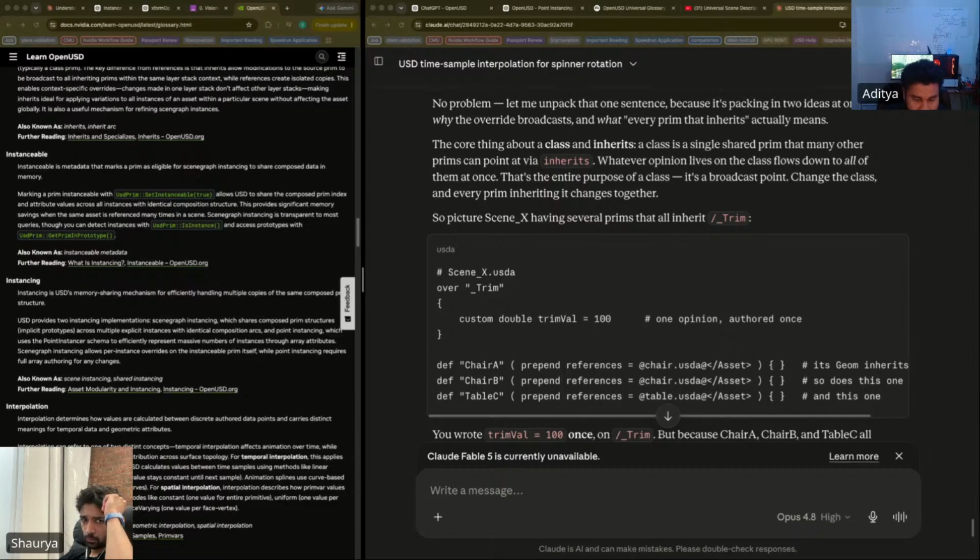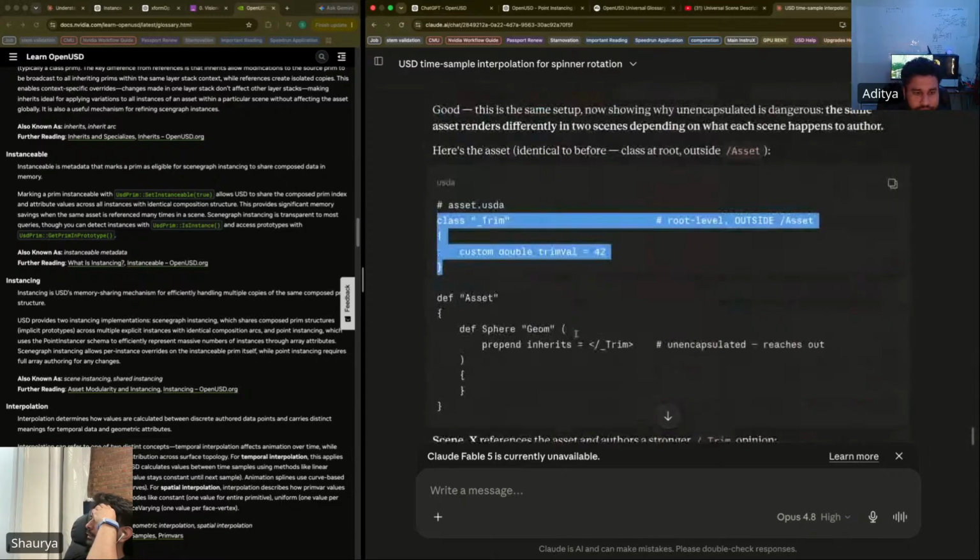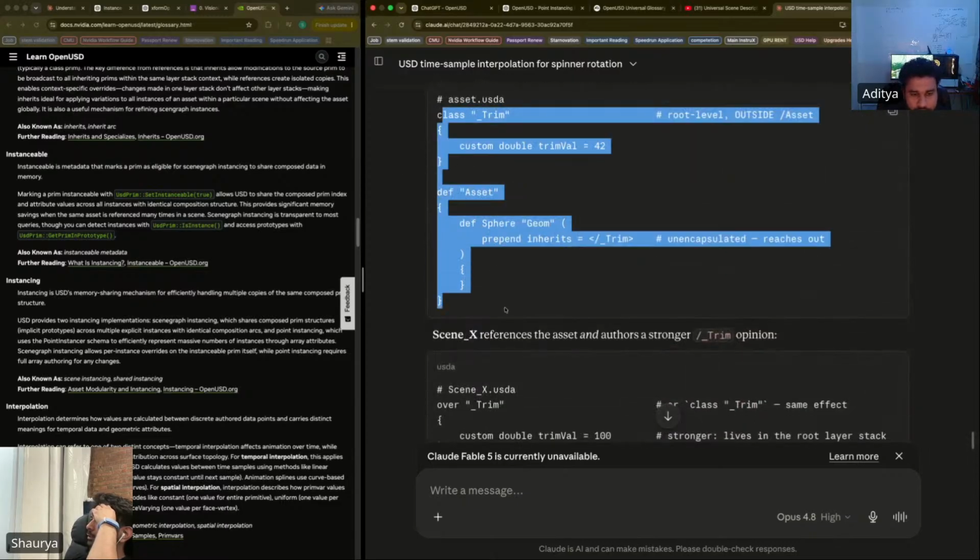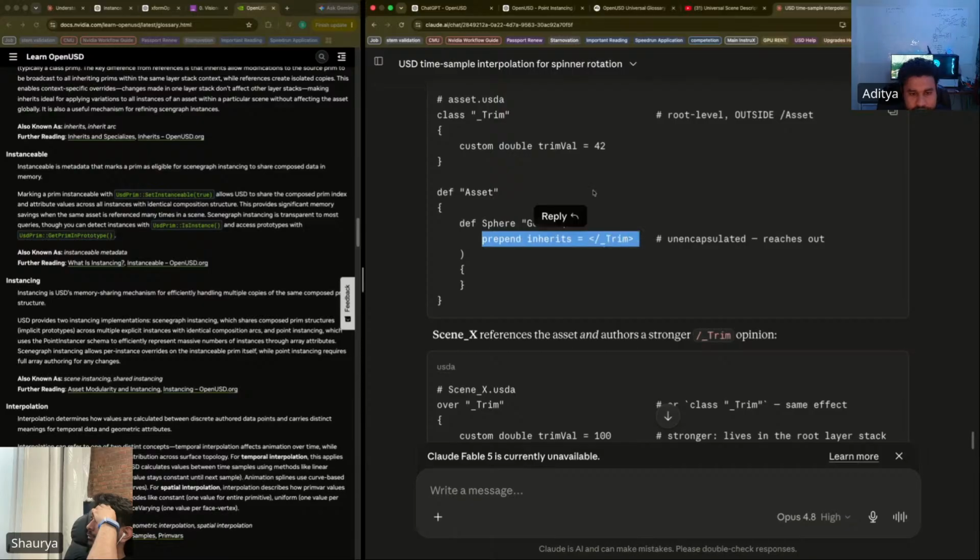So we know that there is an asset that has a class prim, right? And then we are inheriting, okay. This asset has a class prim, yes. And then we are inheriting from that prim into our CNX file.